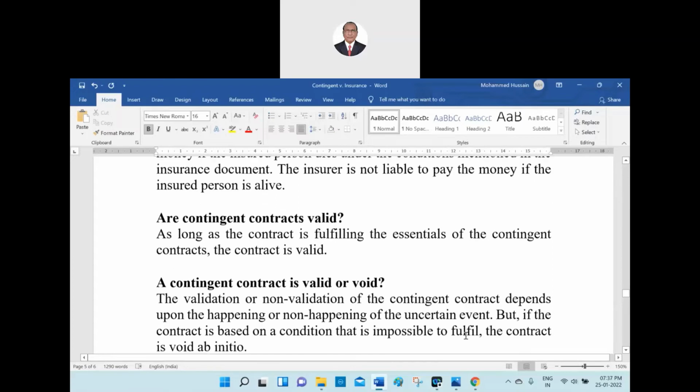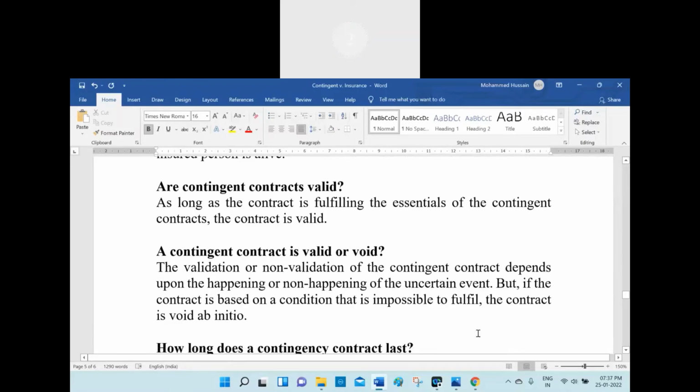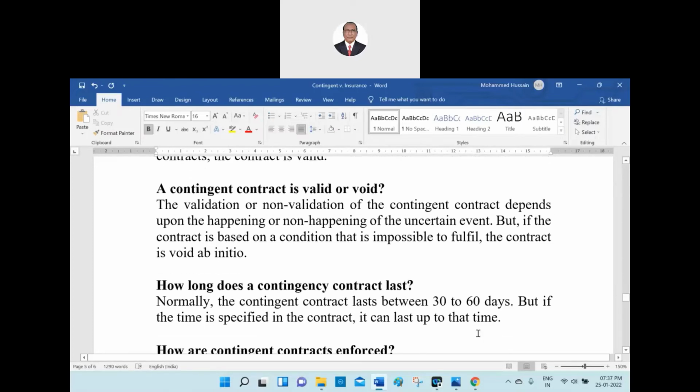Are contingent contracts valid? It depends upon the situation. As long as the contract is fulfilling the essentials of a contingent contract, the contract is valid. Suppose it becomes impossible, then it becomes void. The validity or non-validity of the contingent contract depends upon the happening or non-happening of this uncertain event. But if the contract is based on a condition that is impossible to fulfill, the contract is void ab initio.